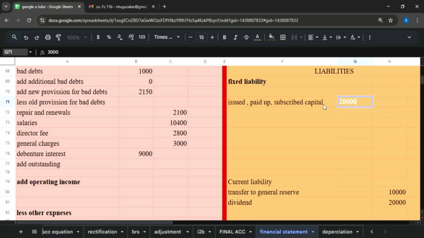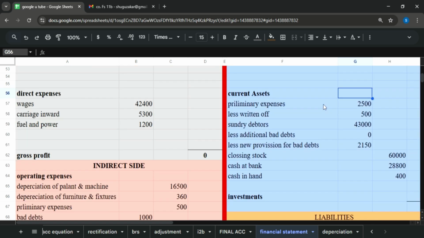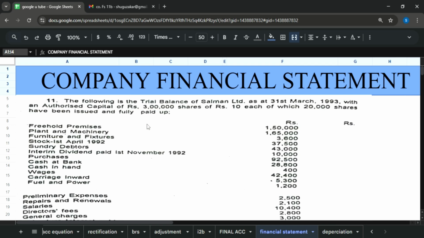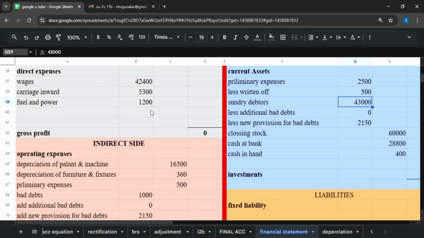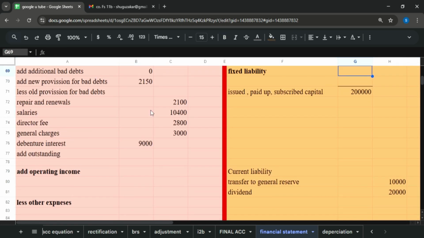mention over here. We will search if authorized capital is given in the question. Look at here, authorized capital 3 lakh, rupees 3 lakh. So we will be writing authorized capital as well, amount of which is 3 lakh. You have noticed that authorized capital is underlined, showing that it's just a nominal capital, not in actual we have received the amount. That is why it is underlined, and this amount of authorized capital would not be added in fixed liability side. We will add only issued, paid up or subscribed capital.